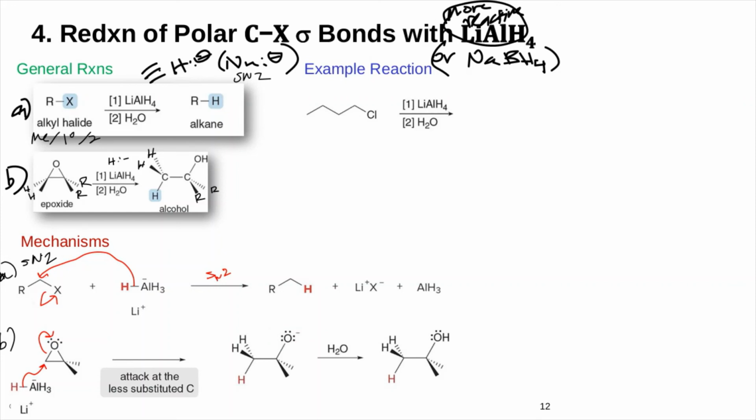So step 2, we've opened up the ring. Now we're going to add the water in. I'm going to redraw this, HOH, because I'm going to use the water as a proton source. So we're just going to protonate that oxy anion. And now we have the alcohol. And I guess you could put hydroxide as a byproduct there. All right, but that's how we get the alcohol.